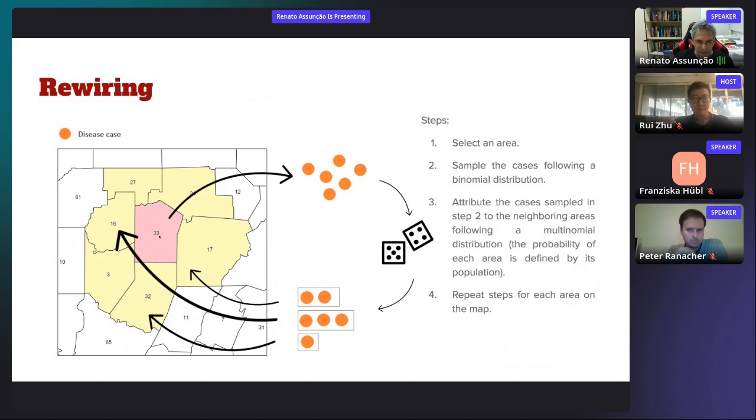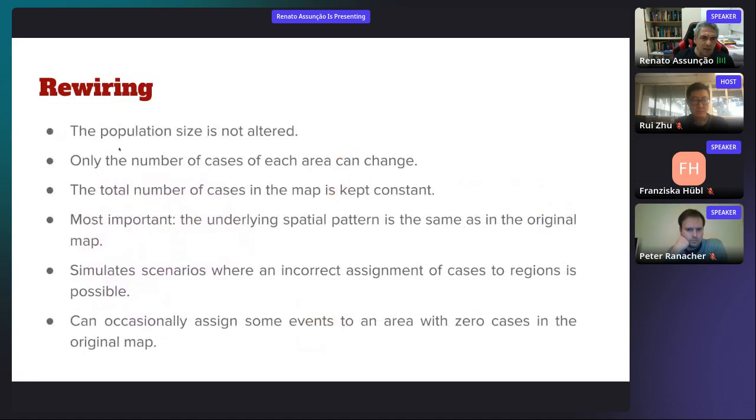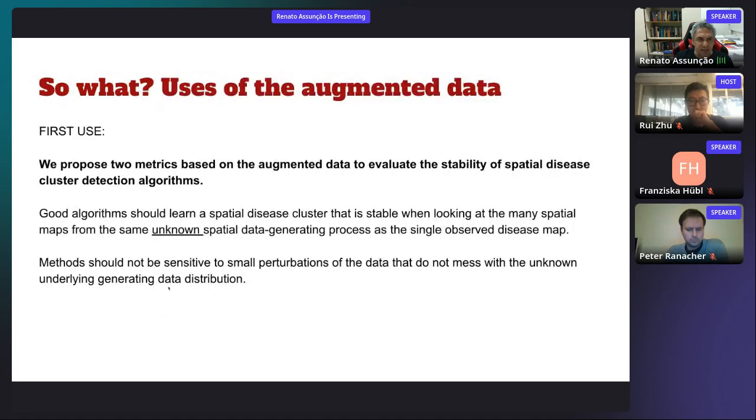So the idea is that in each one of the areas, like area 33 here, we select a few disease cases to be deleted from the area, but at the same time, we add some cases in 33 that come from its neighboring areas. So in this rewiring situation, the population size is not altered. The total number of disease cases is also not altered. It remains the same. Only the number of cases in each one of the areas can change, but not the total number of cases. But most important, the underlying spatial pattern is the same as the original map. So we can simulate scenarios with these synthetic maps.